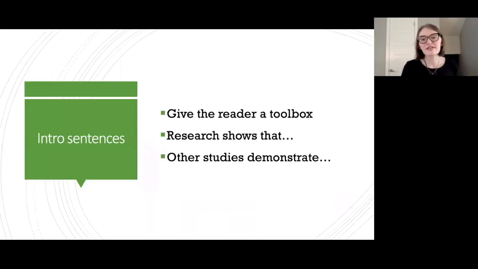In your intro sentences, you give the reader a toolbox to understand the rest of what you're going to say in your abstract. If you're doing a presentation, for example, in the natural sciences or the social sciences, you might want to give the reader an overview of what previous research has said about what you're investigating. So starting your abstract with "research shows that" or "other studies demonstrate that" is a good way to introduce the toolbox and explain what's already been done.